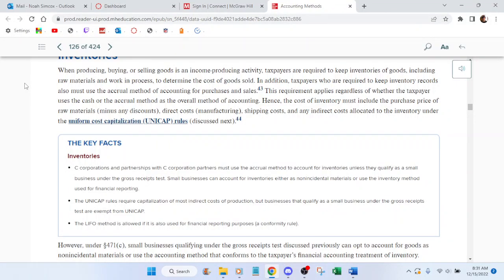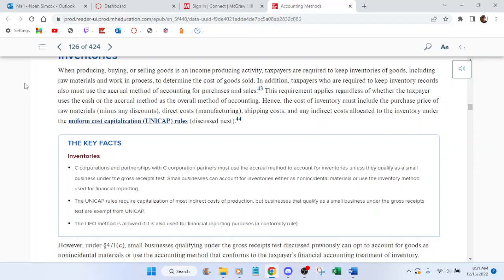Inventories. C corporations and partnerships with C corporation partners must use the accrual method to account for inventories unless they qualify as a small business under the gross receipts test.